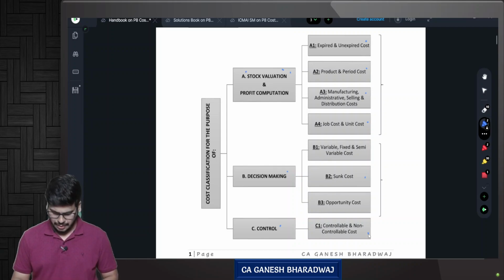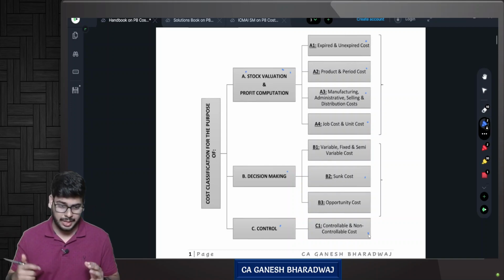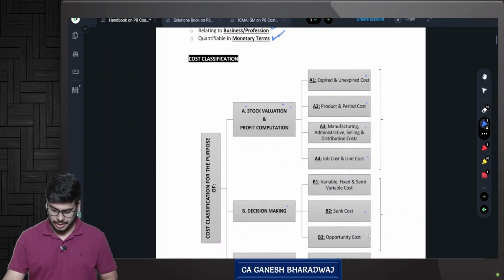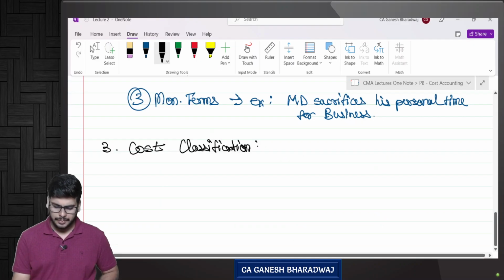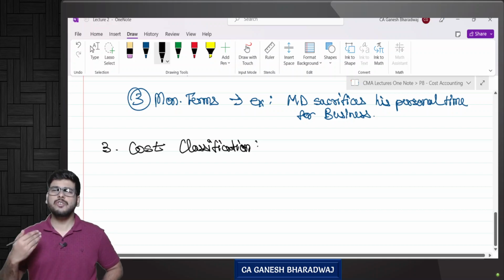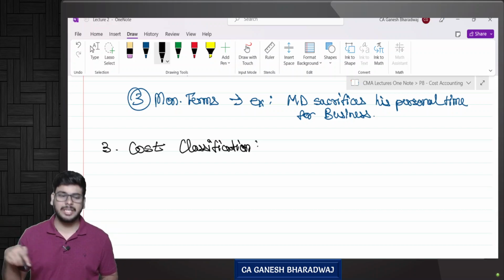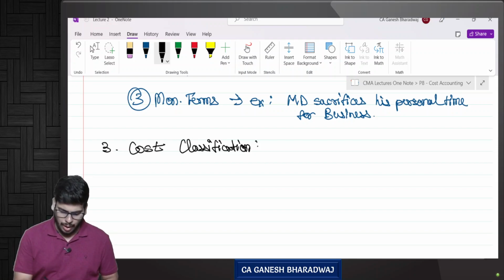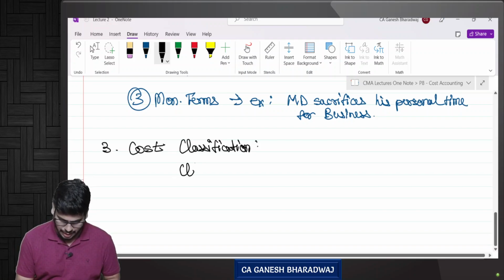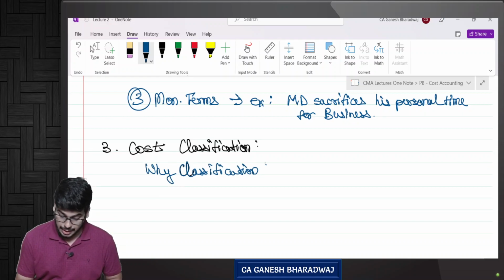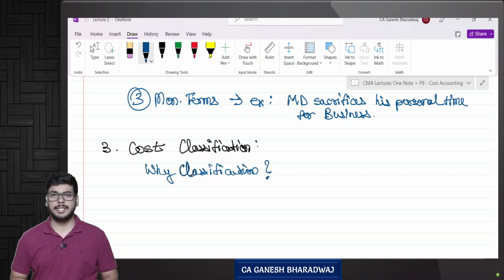Now, first of all, forget cost classification. First you tell me, why do we classify things? Why is there something called classification at all? What is classification? Why do we have classification? This is a very important understanding that you need to pay attention to.